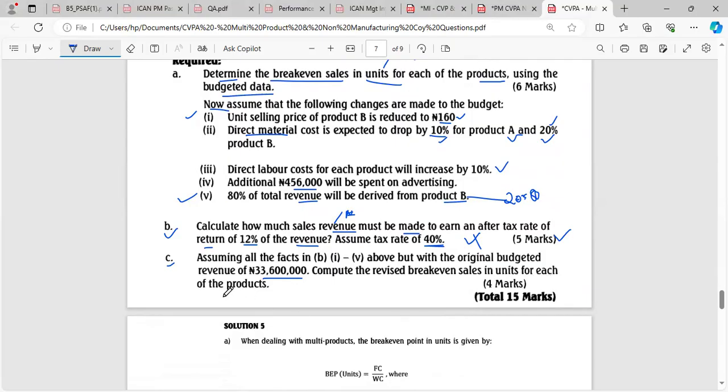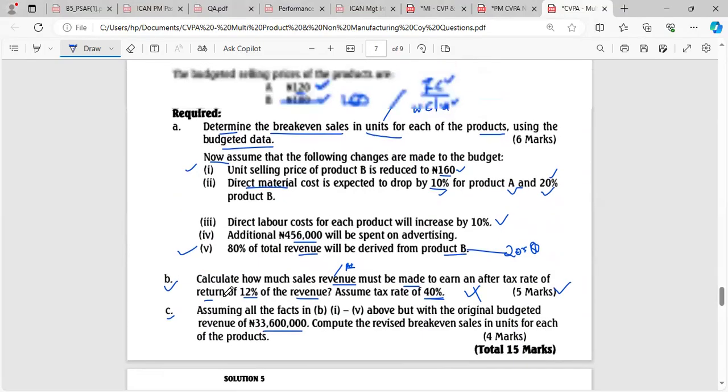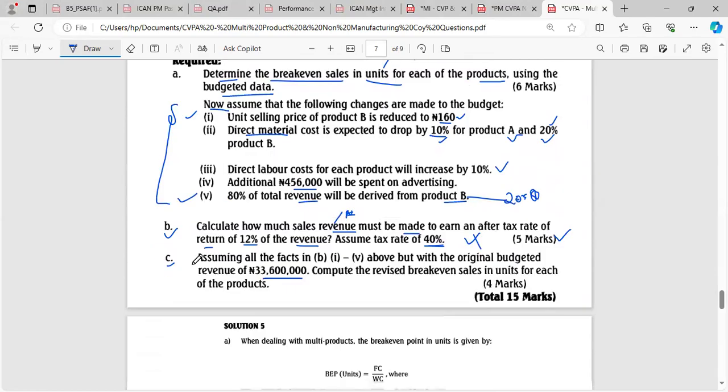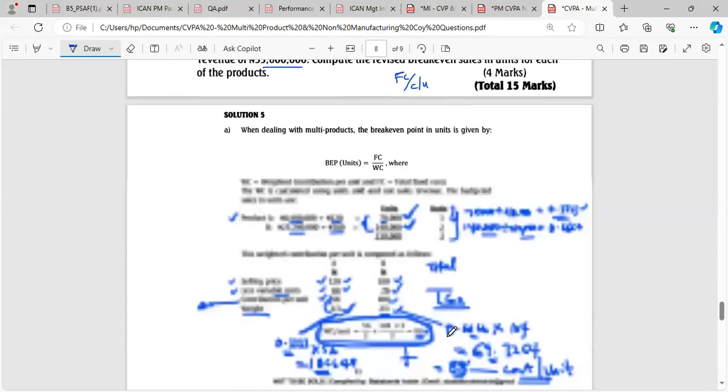So we want to compute our break-even sales in units. We are going to apply everything that we have done here, but this time we are going to make use of revenue of 33,600. Remember, this is break-even sales in units. First and foremost, what's the formula for break-even sales in units? Fixed costs divided by what? Contribution per unit. So let's go and solve.